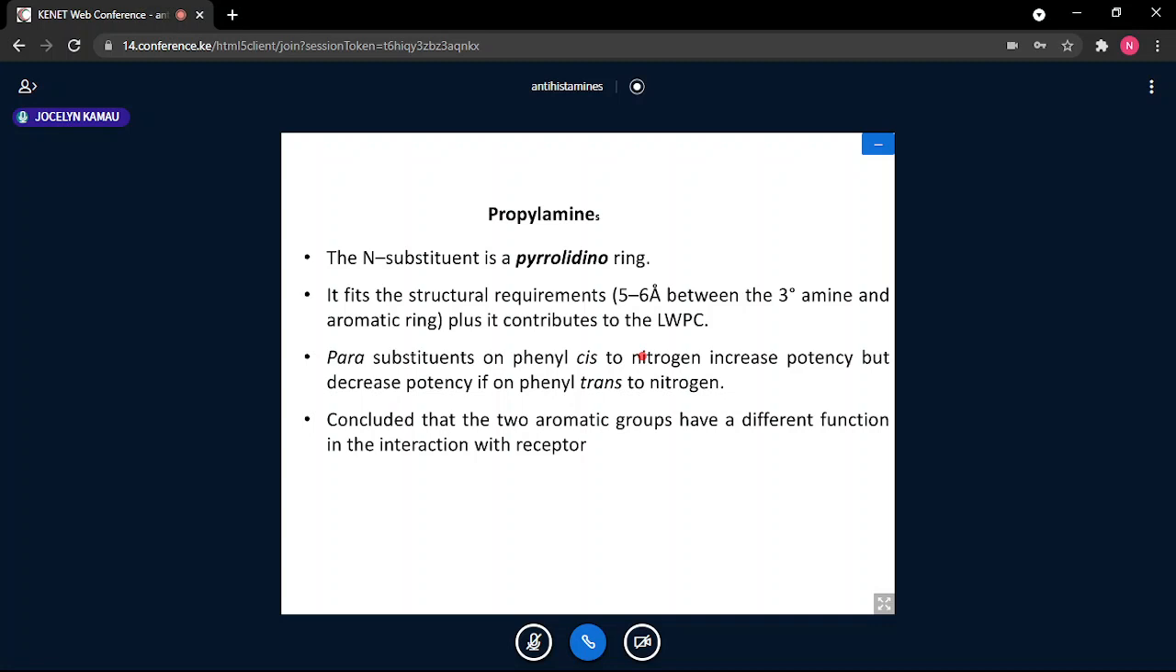I hope it's clear. It was therefore concluded that the two aromatic groups have a different function in the interaction of the receptor. So these two groups require specific substitution, and therefore they must be interacting with the receptor slightly differently. Again, remember I did mention these bulky groups might not bind the specific area where histamine binds, but they will bind the surrounding environment of where the histamine binds, to give us a better bond, and therefore resulting in antagonistic activity.